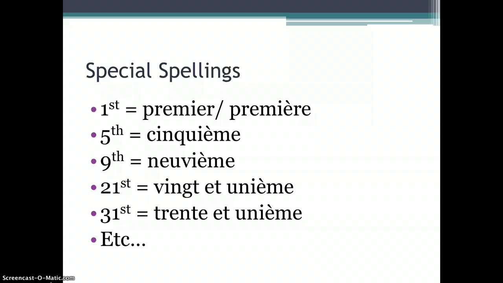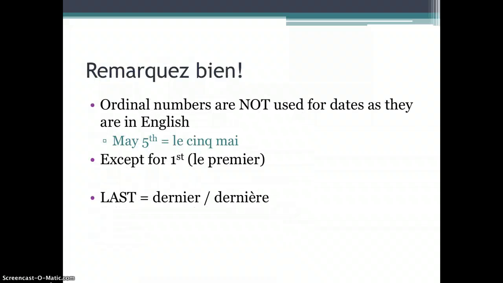So those are the only special spellings, which is really not that bad. There's not too many irregulars. One thing you do want to remember is that ordinal numbers are not used to tell the date like they are in English. For example, we would say May 5th. The 5th is an ordinal number, but in French, and we remember this from our dates lesson, to say May 5th, I just say le 5 mai, the 5 May. So don't go using these for the date, all right? Don't change what you've been doing because you've been writing the date correctly. Have no fear. The only exception is the word for premier, and we do use premier for the first.